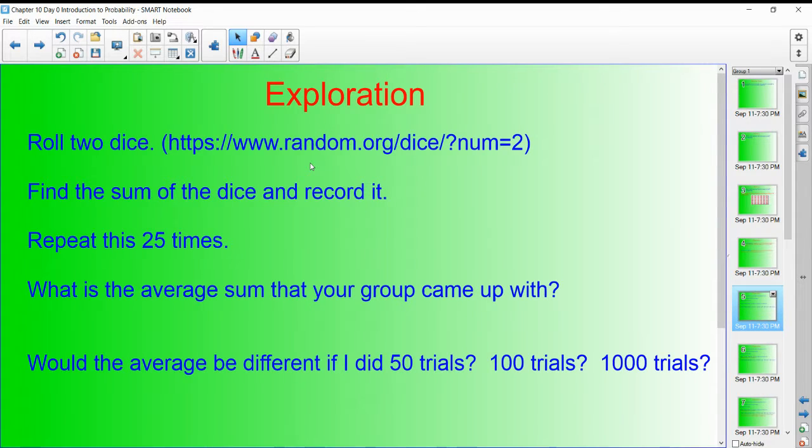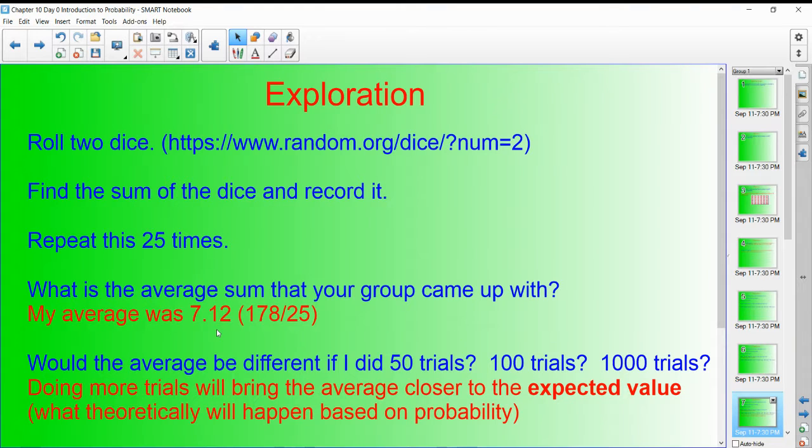Okay, now when I did it, my average was 7.12. I rolled the dice 25 times, and all of the sums added up to 178. I divide that by the 25 times to get 7.12 an average per roll. Now, if I do more trials, the outliers, the rolls where I get two ones for a sum of 2 or two sixes for a sum of 12, are going to be less frequent than the rolls in the middle. So doing more trials brings the average closer to the expected value, or the theoretical probability.